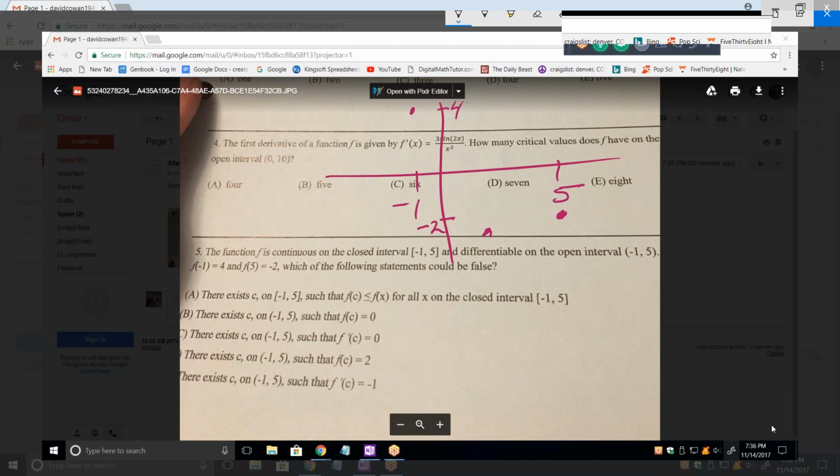Well, that certainly could be true. In other words, if I had a curve that looked like this, if that's my original function, it's certainly continuous on that interval, and it's differentiable on that interval, and f of minus 1 is equal to 4, f of 5 equals minus 2, and the way I've drawn it, this point is C, and f of c is less than f of x throughout the whole interval. So that's possible.